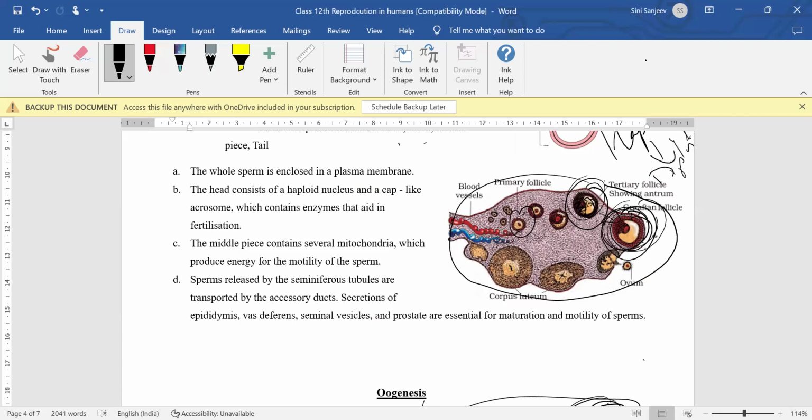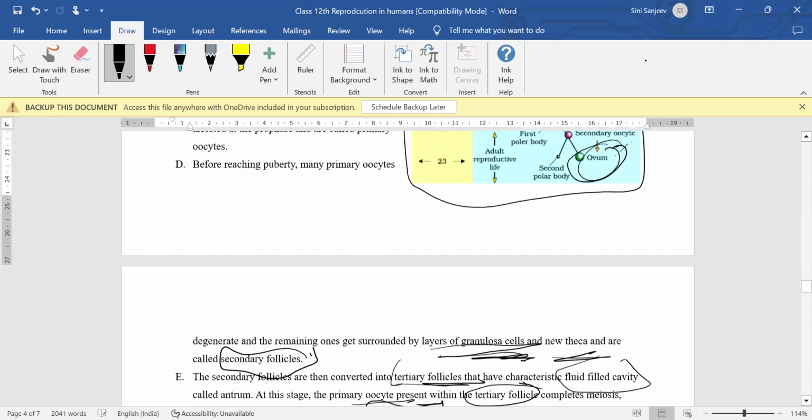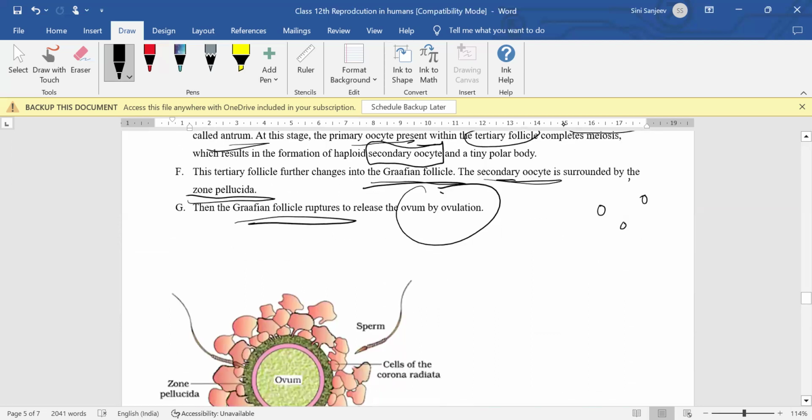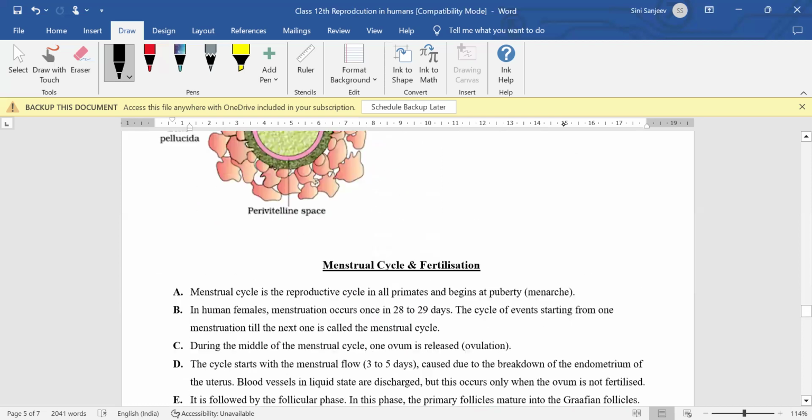Once it is converted into the Graafian follicle, next is ovulation. Here you can see it is bursting and the egg is coming out. This is called the ovulation process. The secondary oocyte present inside the Graafian follicle is surrounded by a layer called the zona pellucida. This Graafian follicle will rupture and release the egg, and this process is called ovulation.